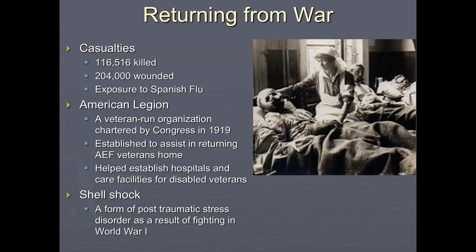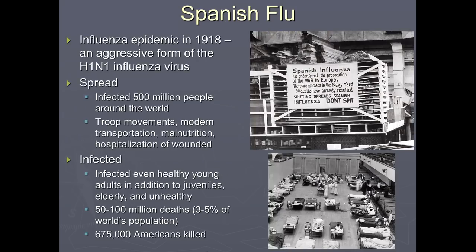Only 116,000 Americans were killed, which compared to other nations was not a whole lot. Some nations lost anywhere from 20 to 25 million. Some reports could even say 40 million. A lot of them died because of the Spanish flu outbreak that happened in 1918. And so you see a whole generation of men that were killed during this time. Let's see here. All right, here's more on the Spanish flu.